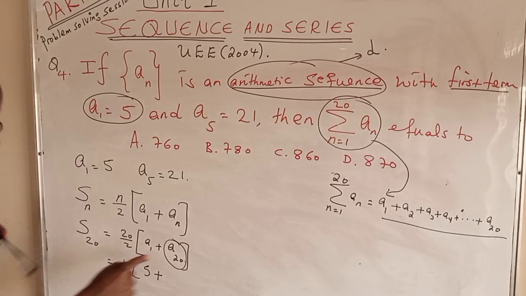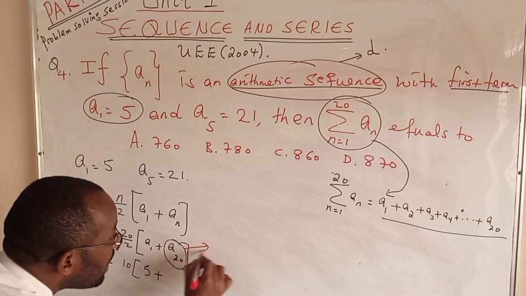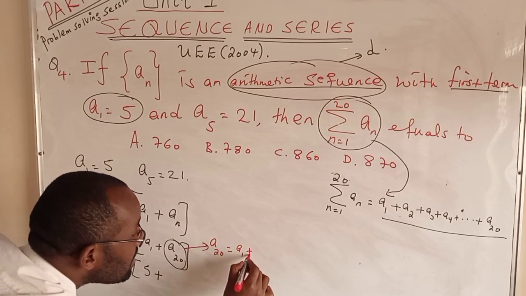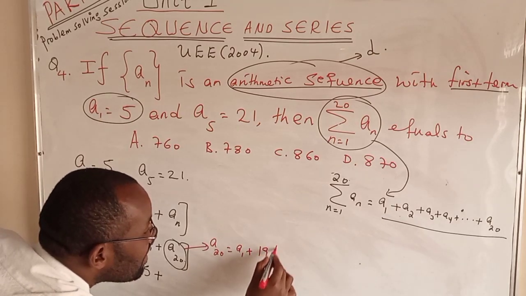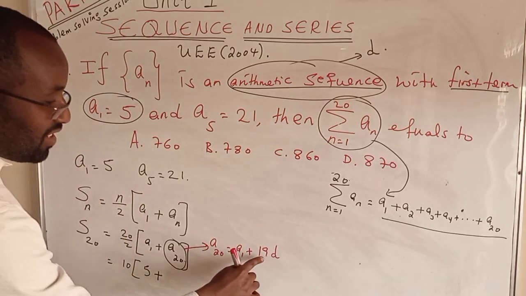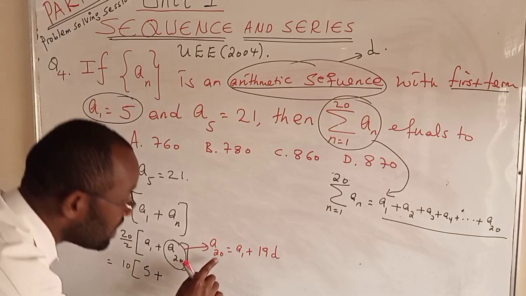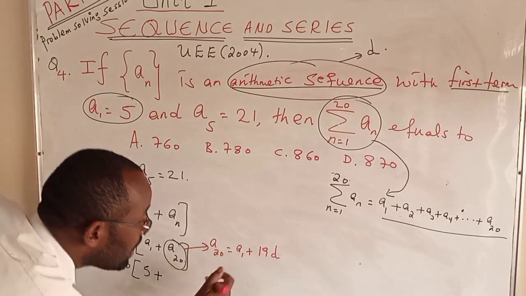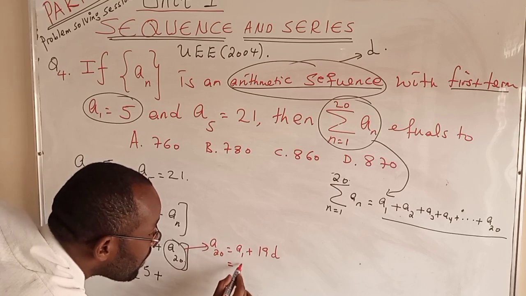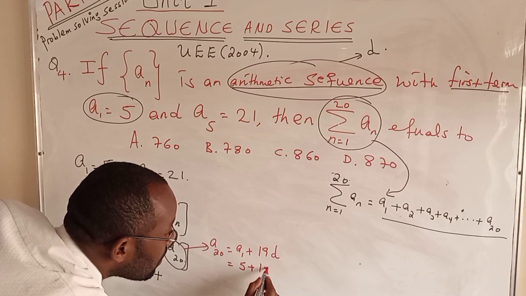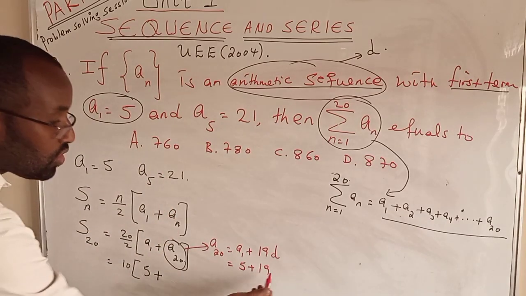Now a20 means it is a1 plus 19d, because there are 19 common differences between the first term and the 20th term, which means 20 minus 1 is 19. Good. Now we know the first term, which is 5, plus 19 we have here, but we still don't know the common difference.